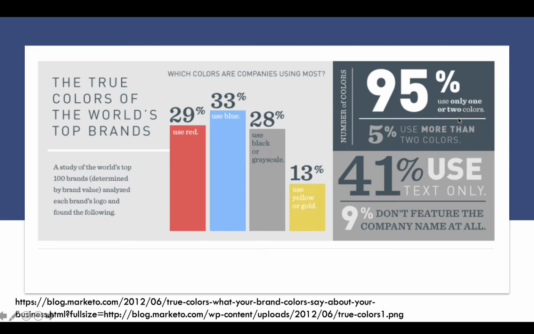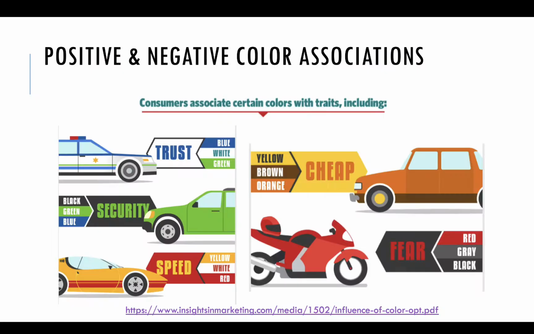So I want you to think about this: 95% of companies only use one or two colors. So when you evaluate your company, you're going to evaluate a primary and a secondary color. 5% use more than two colors. Again, this was from 2012. It's a bit of dated research, and I would say there's probably far more companies than 95% using more than two colors, since we're doing a lot more digital marketing now.